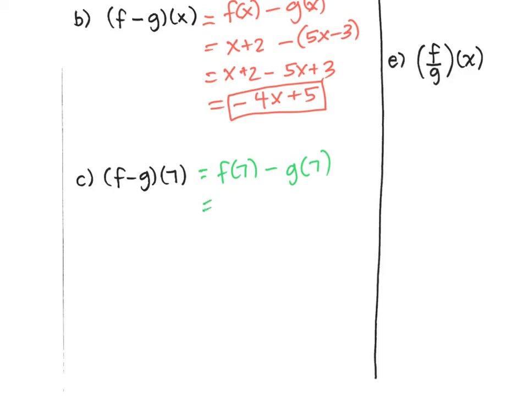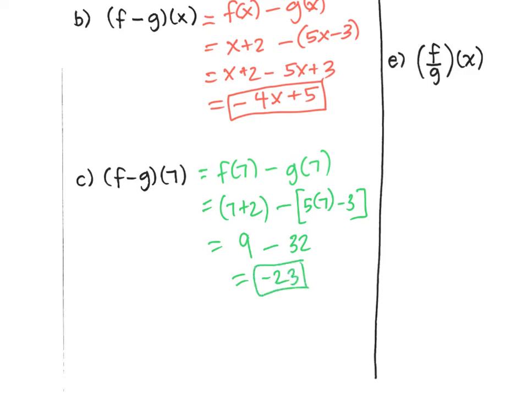F of 7 is x plus 2, so 7 plus 2. G of 7 is 5 times 7 minus 3. I'm going to go ahead and evaluate each of these quantities. So that is 9 minus 35 minus 3, which is 32. And I would get negative 23 that way.